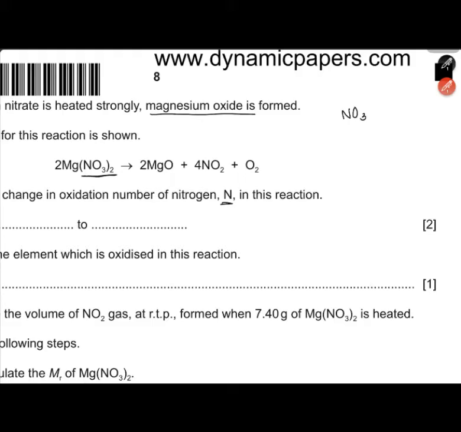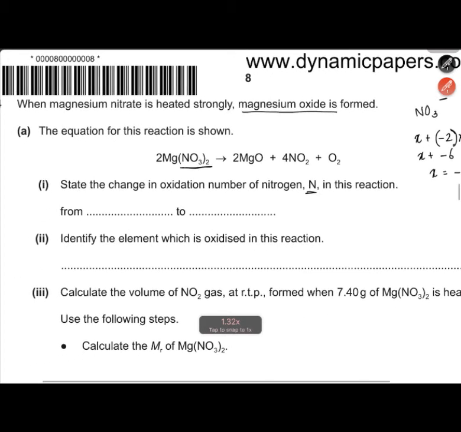NO3. Now we know nitrate is negative, right? So let's try to find out the oxidation state of nitrogen. Nitrogen is x, oxygen is -2, and we have 3 oxygen, so we multiply by 3. This equals -1 because the overall charge is -1. So x plus, multiplying first, we get -6, equals -1. x equals -1 plus 6, which equals 5. So it changes from +5 to NO2.